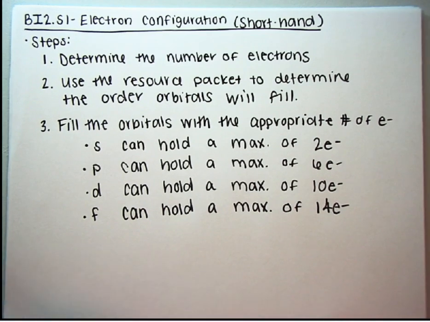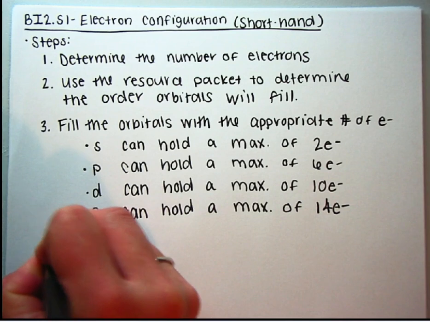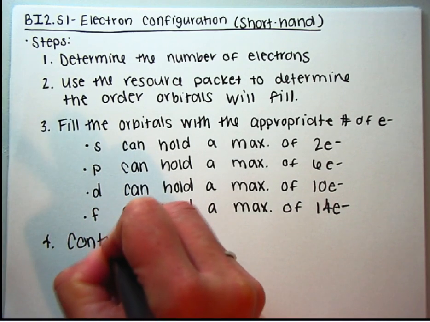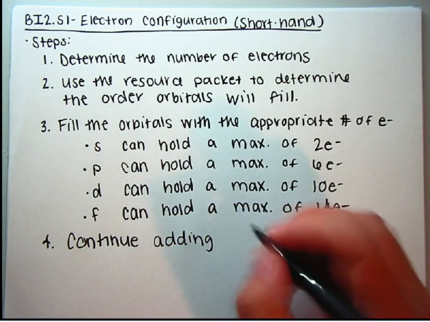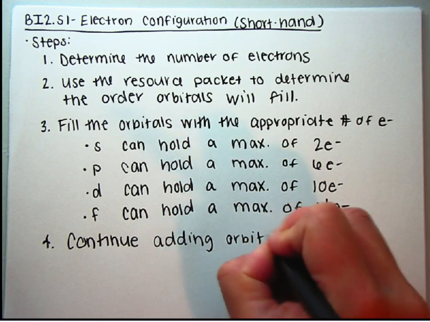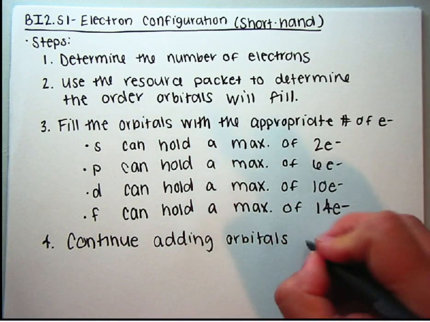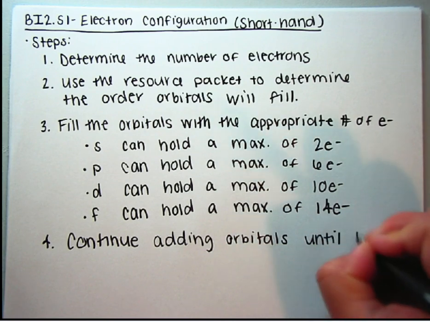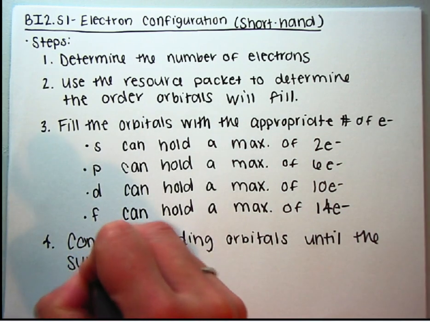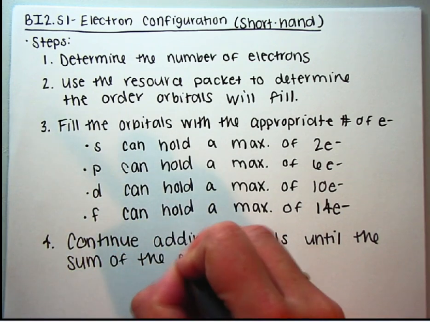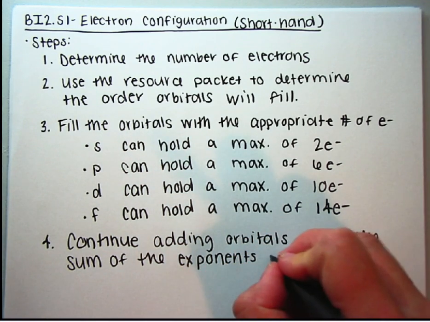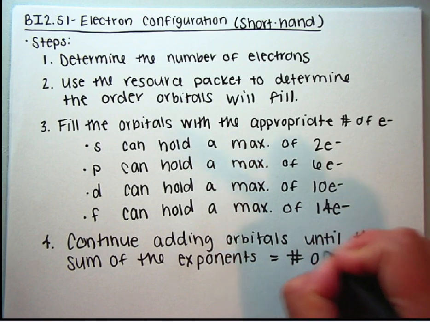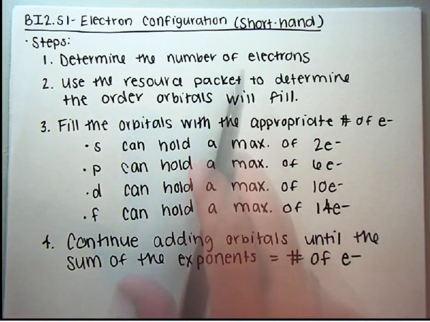So we're going to start with the lowest energy orbitals, and we are going to fill them with the maximum number of electrons. We are going to continue adding orbitals in order of increasing energy until the sum of the exponents equals the number of electrons from step number 1.